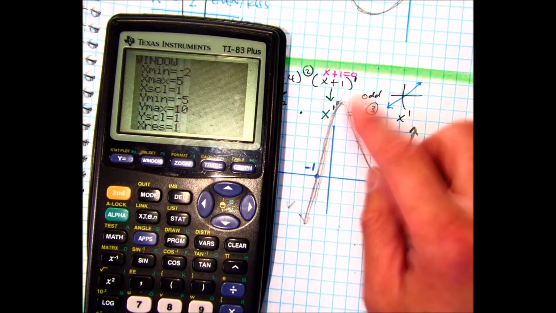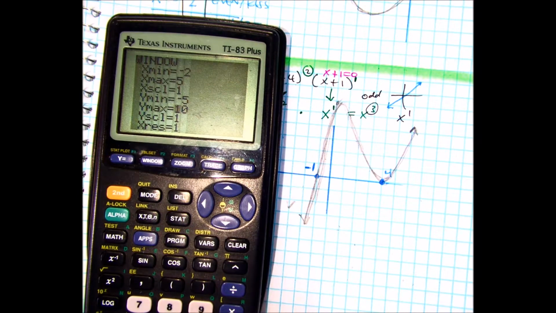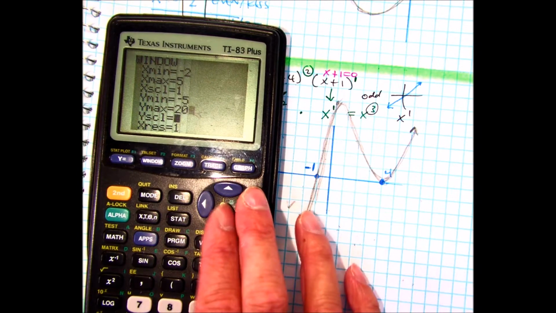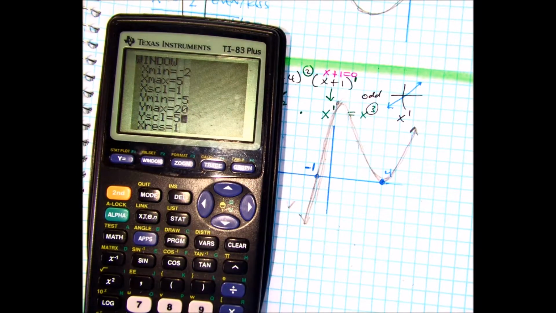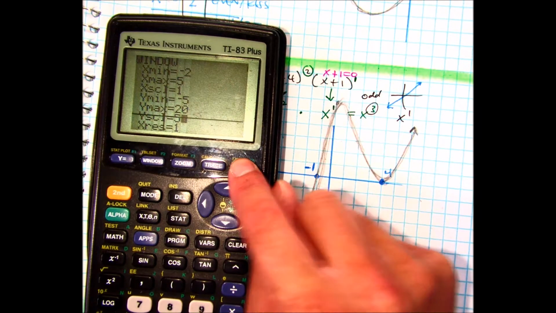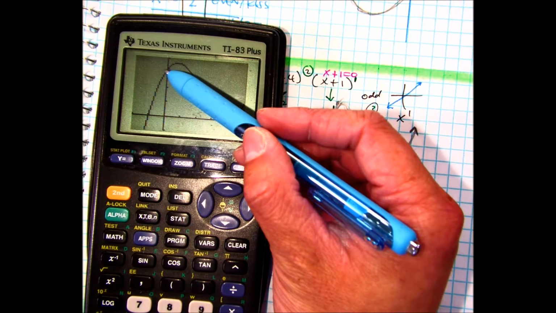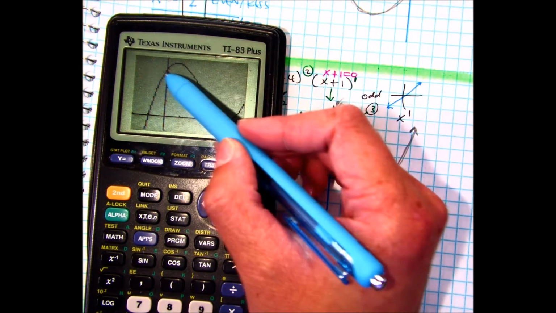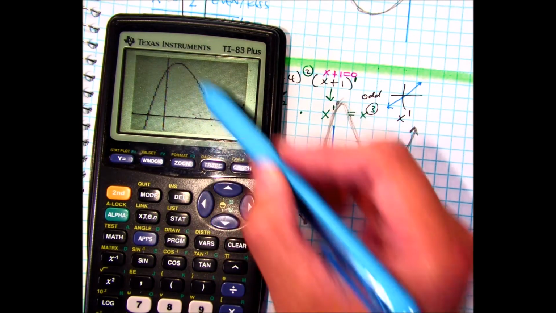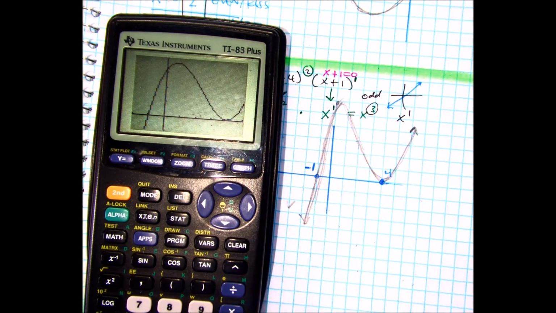Y max we already calculated it to be 16. So you can go a little bit higher than 16, maybe 20. And I'll count by 5s. And if you press graph, we've actually changed the window of our graph. And there you can see the shoot through goes through 16 and then comes down, kisses off of 4, and then continues on towards positive infinity.